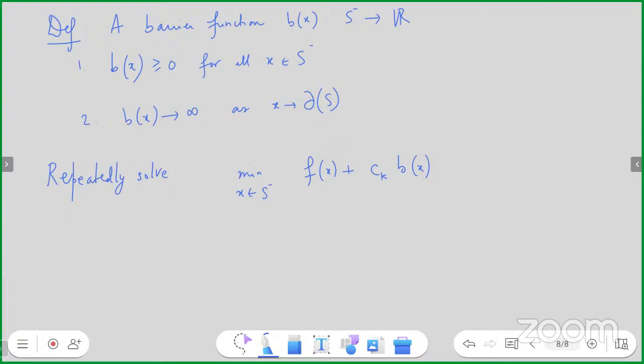We want c_k to fall to have a lower and lower value, because b of x is blowing up, and if c_k is also increasing, what will happen? It will never allow you to even go too close to the boundary. So c_k is a decreasing sequence: c_k is greater than c_(k+1), and the limit of c_k is 0.